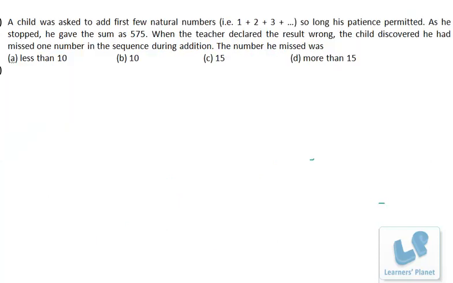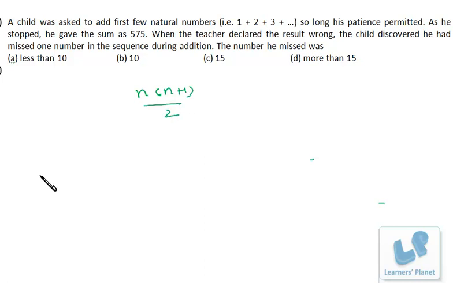Now friends, let's try this problem. A child was asked to add the first few natural numbers so long as his patience permitted. As he stopped, he gave the sum as 575. When the teacher declared the result wrong, the child discovered that he had missed one number in the sequence during addition. The number he missed was? Now, what is the sum of the first n natural numbers? That is n(n plus 1) by 2, right?